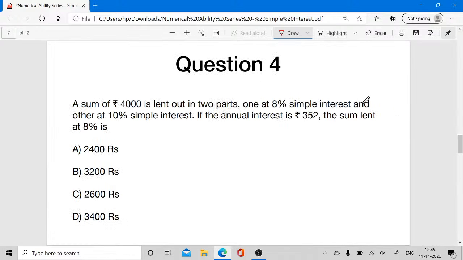Yes, 1 minute is up, right? We were in which question? Yes, we were in this question, the 4th question. Yes or no? So I have already explained up to here.